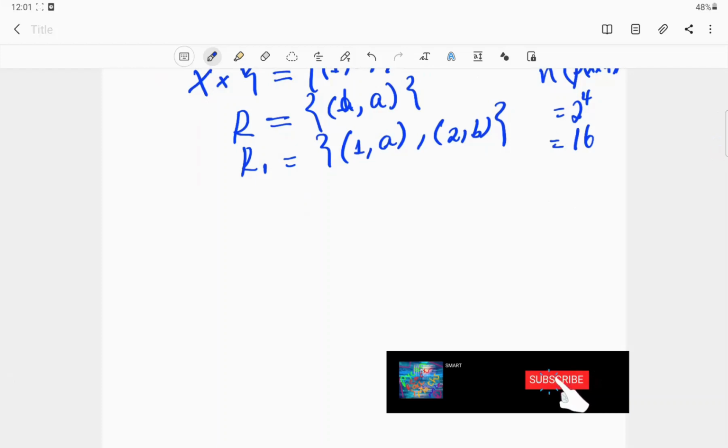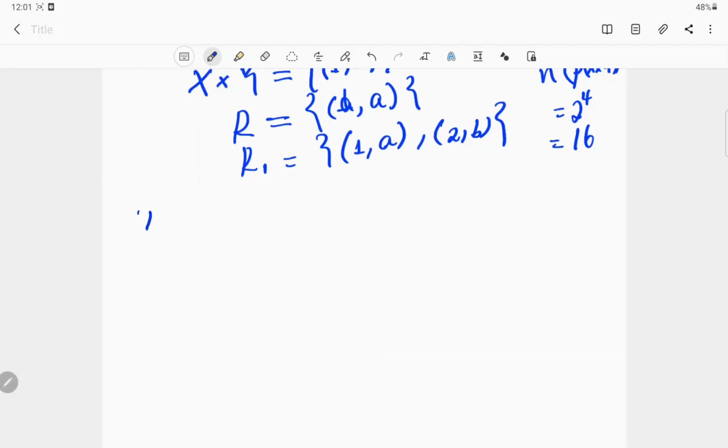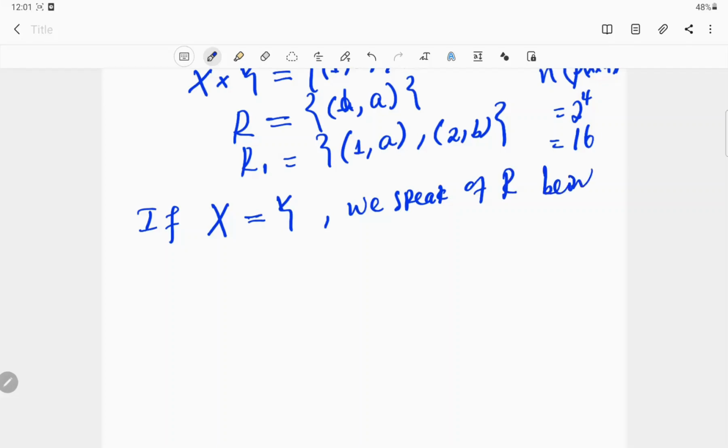So there is a case here. If x is equal to y, then we speak of the relation R being a relation on x. That means you are taking any subset from the Cartesian product of x with itself.